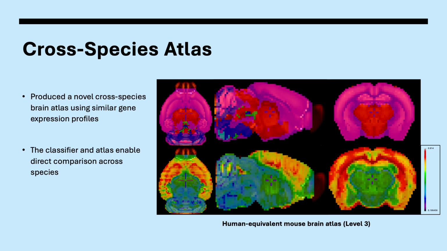In the top row, each color corresponds to the boundaries of a specific brain region at that level, while the bottom row shows confidence values to assess how accurate each prediction is. In total, I plotted 269 brain regions across 7 atlas levels. In short, I produced a novel cross-species brain atlas based on how active genes were to explicitly define human equivalent brain regions on a mouse brain.